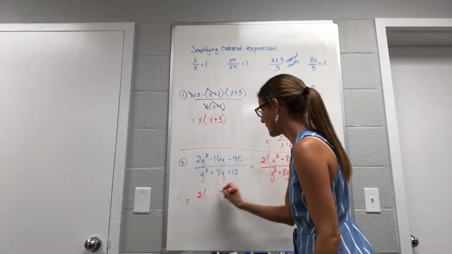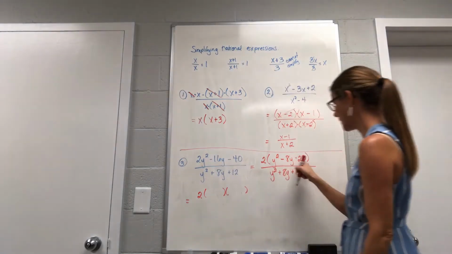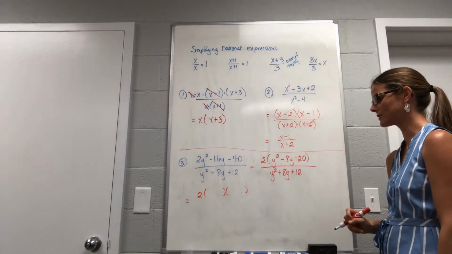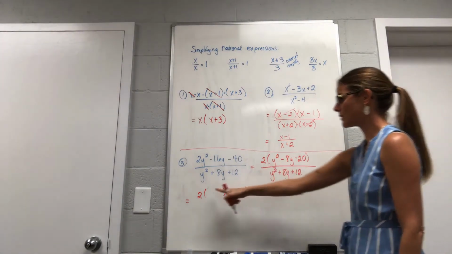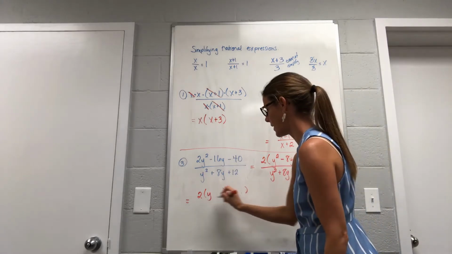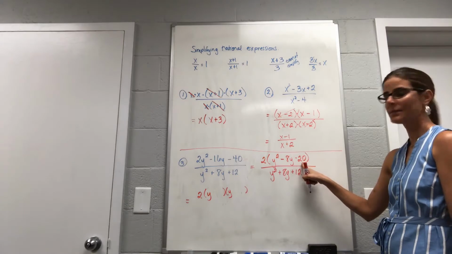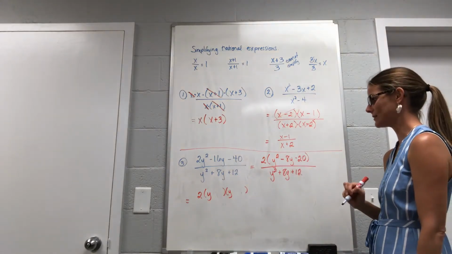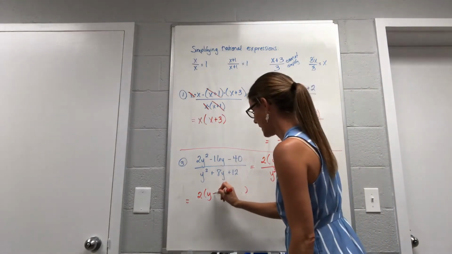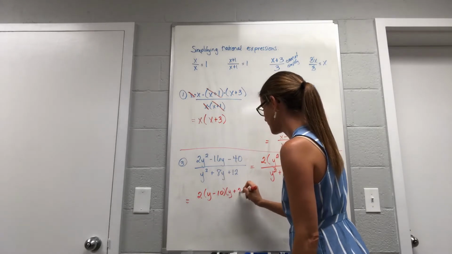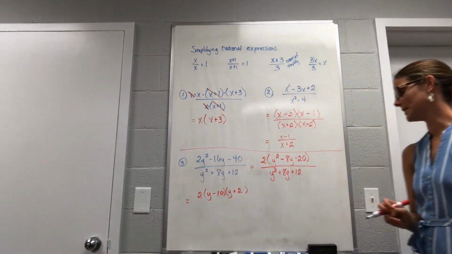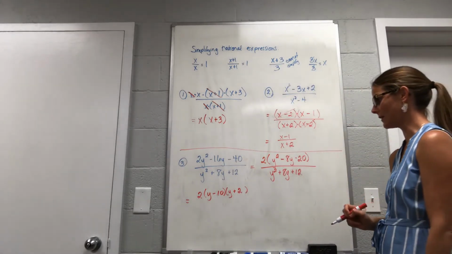I want to keep that 2 out there, but we know that this y squared minus 8y minus 20 is going to factor. So the first terms are going to multiply to be y squared, so I know it's going to be y and y. And the second 2 terms will multiply to be negative 20 and add up to be negative 8. And that will be a negative 10 and a positive 2. Will multiply to be negative 20 and add up to be negative 8.